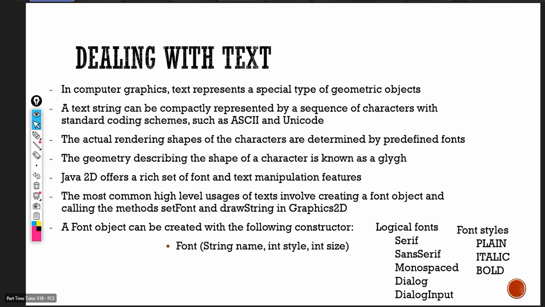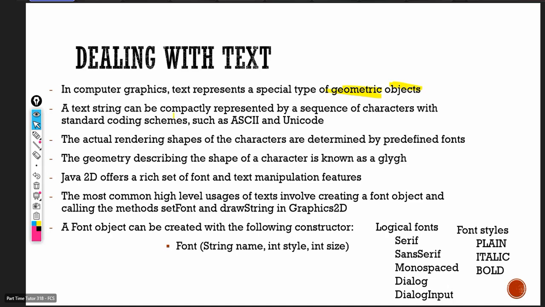Now let's see how to create text, how to display text, and finally how to change this text to a shape. So in computer graphics, text processing is a special type. The text represents a special type of geometric object. So the text here is an object, okay? And we can extract a shape from this object.